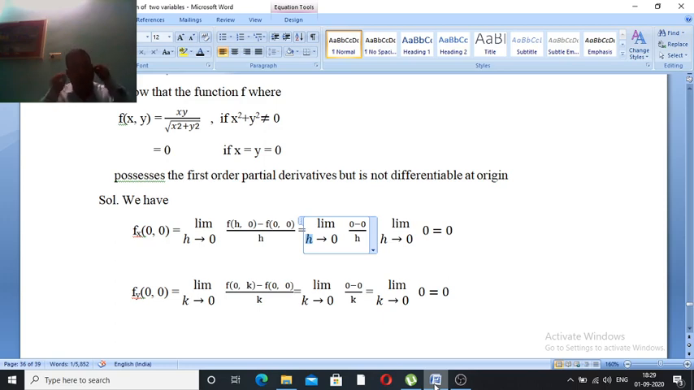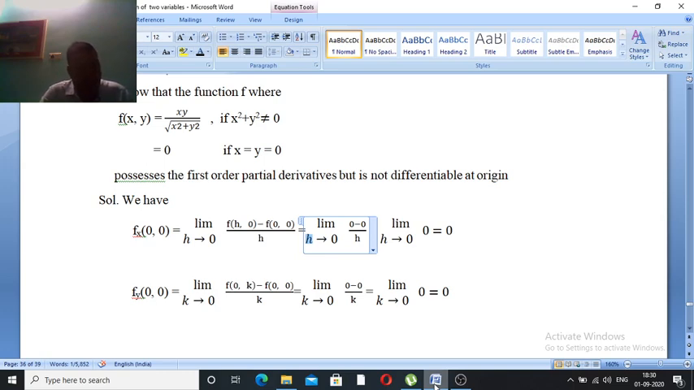We have, by the definition of first order partial derivative, the first order partial derivative with respect to x at the origin is equal to limit h tends to 0 of f(h, 0) minus f(0, 0) upon h, which is limit h tends to 0 of 0 minus 0 upon h. 0 minus 0 is 0, therefore 0 upon h is 0, so the limit is equal to 0 directly because 0 is constant with respect to the limit.